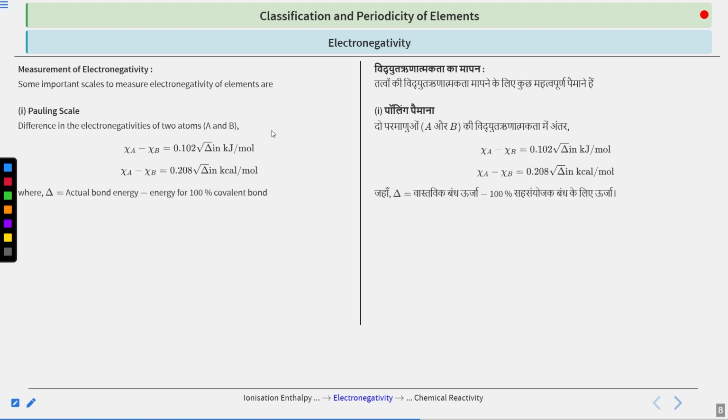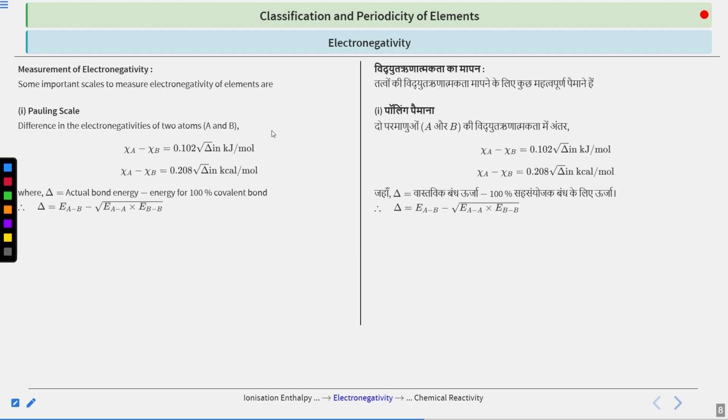What is delta here? Delta is the actual bond energy minus the energy of a 100% covalent bond. To break two atoms, whatever energy is required is called the actual bond energy. If it was a 100% covalent bond, then what would have been the energy? That energy is subtracted. So delta is that.